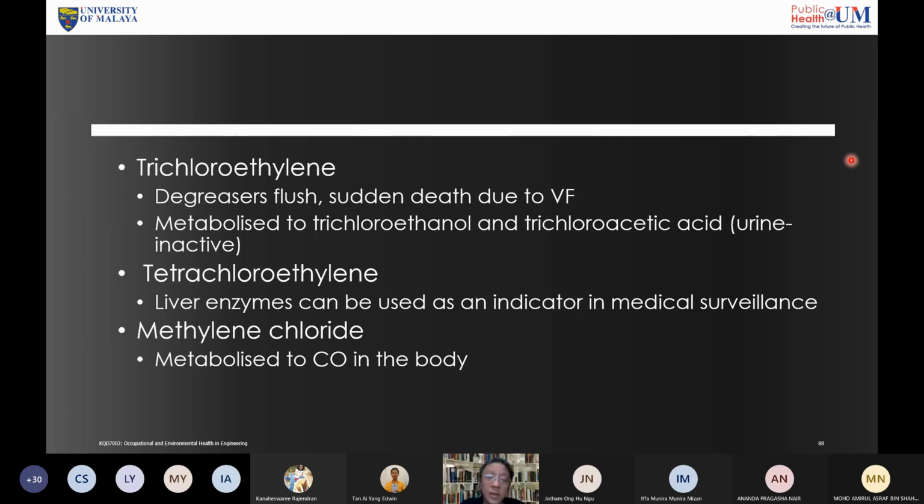Your heart actually fails. Trichloroethylene is metabolized to trichloroethanol and trichloroacetic acid in urine. For trichloroethylene and tetrachloroethylene, liver enzymes can be used as an indicator for medical surveillance. Methylene chloride is metabolized to carbon monoxide in the body. So we know what the effect of carbon monoxide is, or not. Remember what the effect of carbon monoxide is?